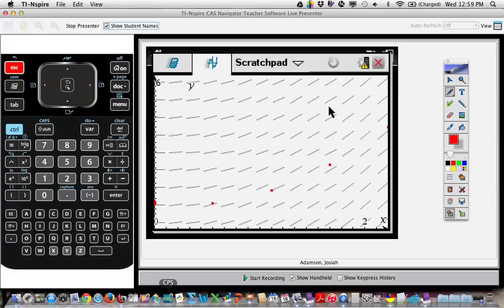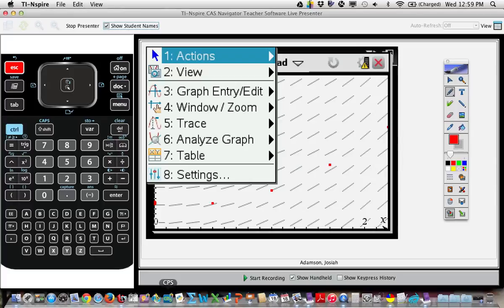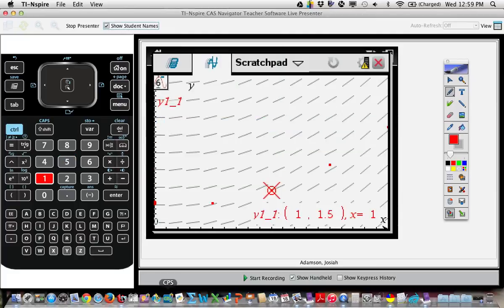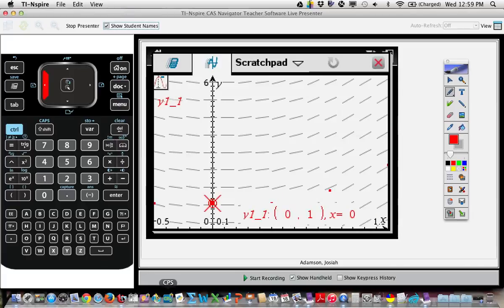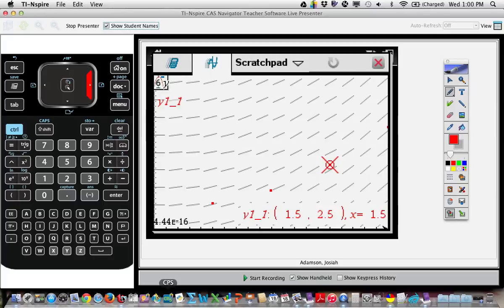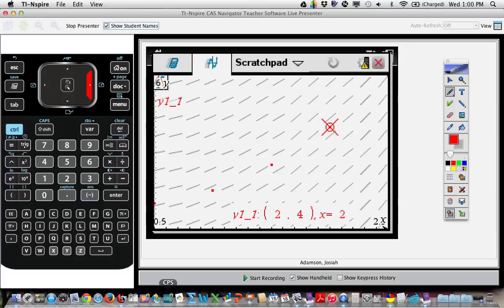So now let's go to trace. You got to be able to put in your differential equation, put in your step size, put in your initial condition, set your window, and then trace. Just hit graph trace, and now go back to 0, just arrow back to the left twice. These points should look familiar. 0, 1. Now go to the right, 0.5 and 1. Go to the right, 1 and 1.5. Keep going to the right, 1.5 and 2.5. Go to the right one more, and 2 and 4, which is what we had just come up with.